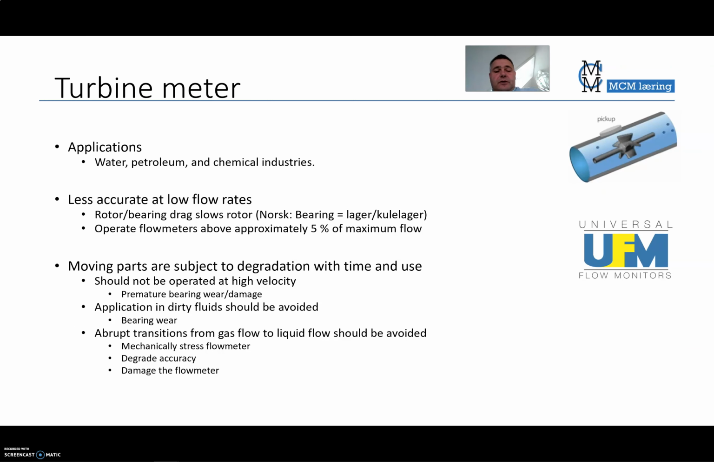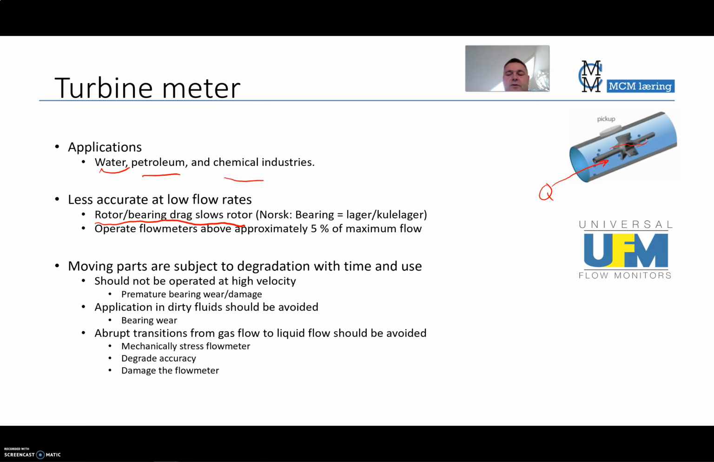Turbine meters are very popular. For example, every gas pump around the nation has turbine meters to measure the amount of flow that runs from the pump into the tank. And they are used for water, petroleum, and chemical industries. They need a bit of flow in order to measure accurately, because there are things that will slow down the rotor. So if you have a very, very slow flow rate, you may end up with a turbine not rotating at all.